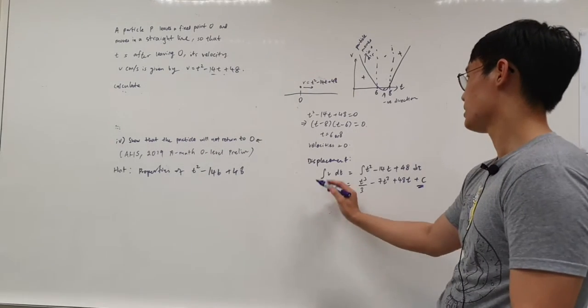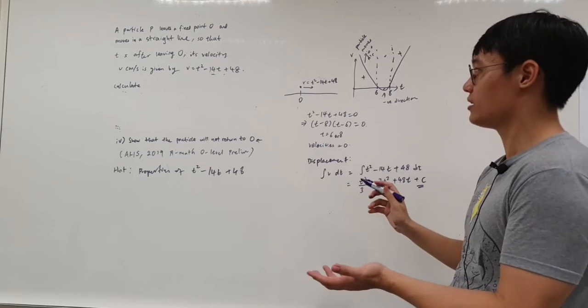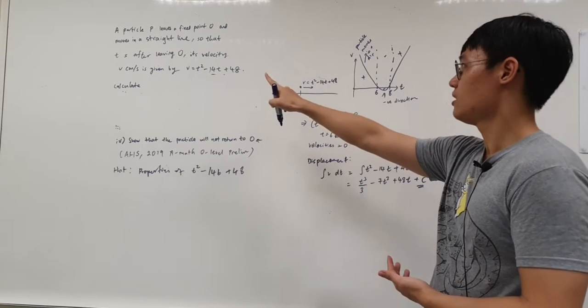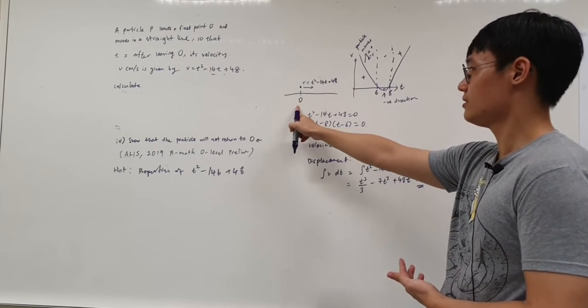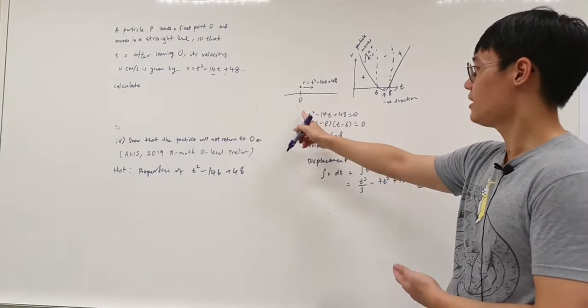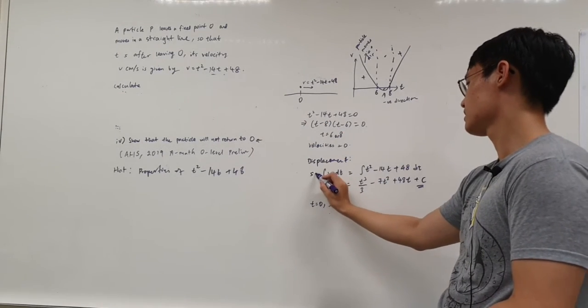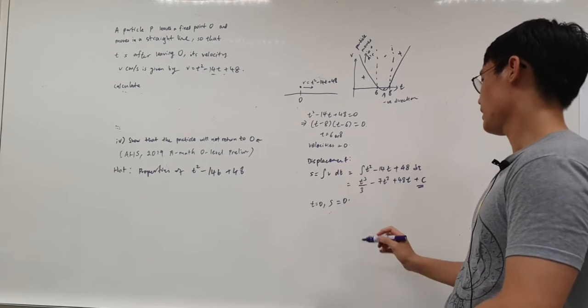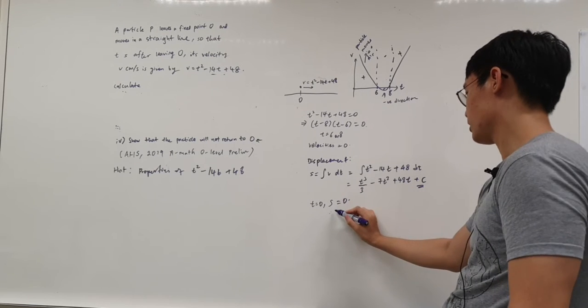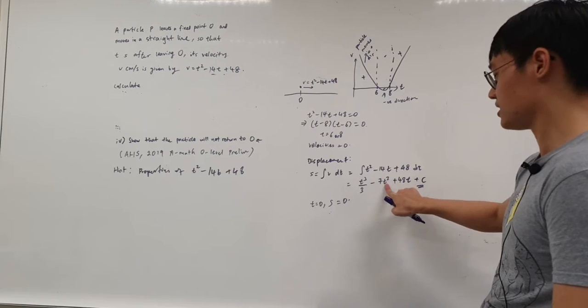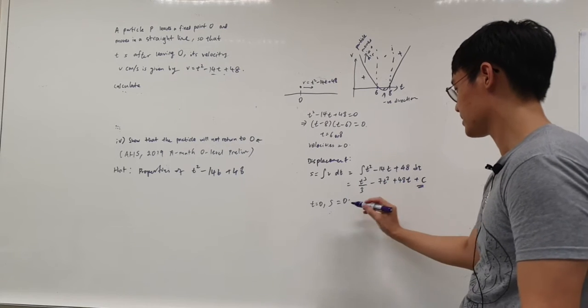Always remember to put a plus c here because we have to determine what c is. How do we determine c? One fixed point that we know is that the particle is at the origin at time equals 0. So when t equals 0, the displacement s is 0. We can just substitute this into the equation. With t being 0, everything is 0, so c must be equal to 0.